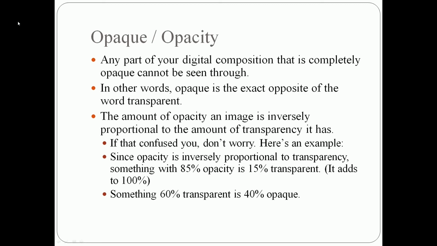Something 60% transparent is 40% opaque. So whenever you take from one, you add to another. So removing opacity adds to transparency. So if you want something to be exactly half visible, then it's going to be 50% transparency or 50% opacity, depending on if you're a pessimist or an optimist.